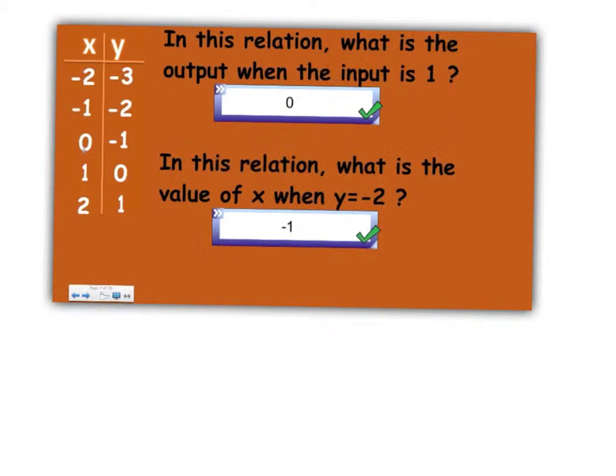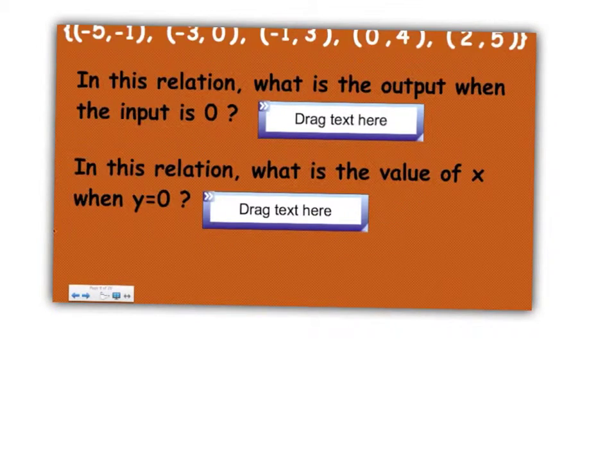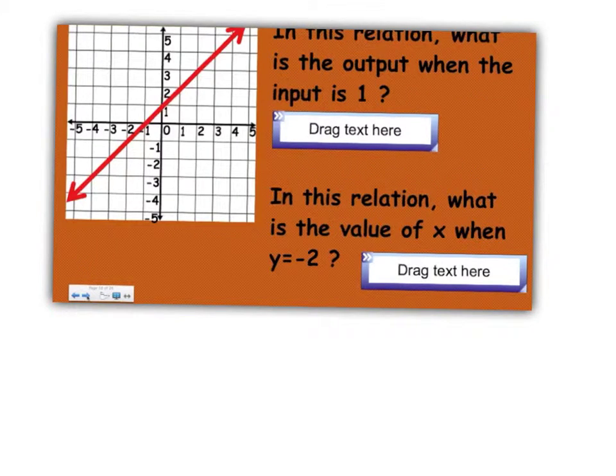In this next example, we have a map. So we have our relation mapped here, and you need to figure out the answer to the next 2 questions, which will be your next example. Similarly, on the next page, you can pretty much make out those points. You've got -5, -1, -3, 0, -1, 3, 0, 4, and 2, 5. Answer the next 2 questions, and that will be your 5th example. And you guessed it, this is your 6th example.